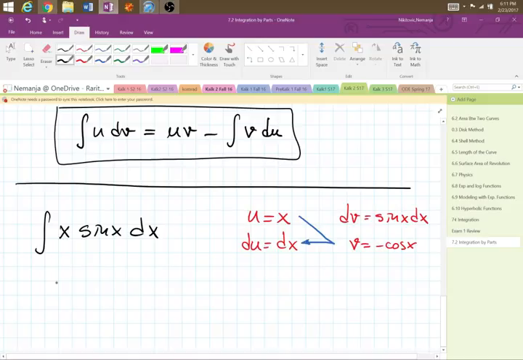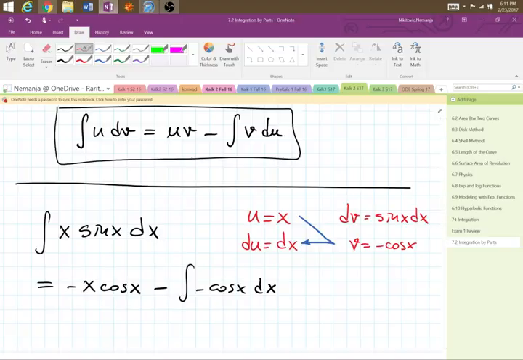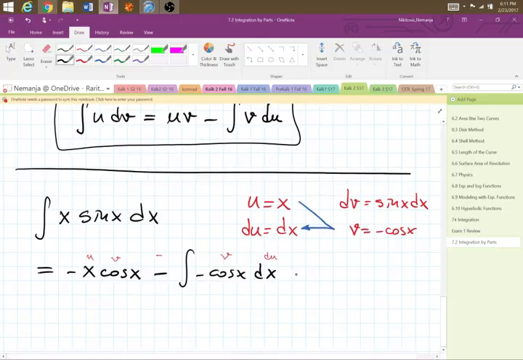So the integral is equal to u times v, which is negative x cosine x, minus the integral of negative cosine x dx. And I'm going to say this is u, this is v, this is v, and this is du. And that's the minus. Fix it, integrate, be done.